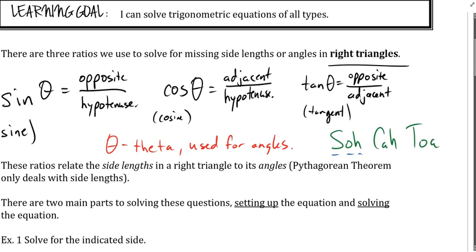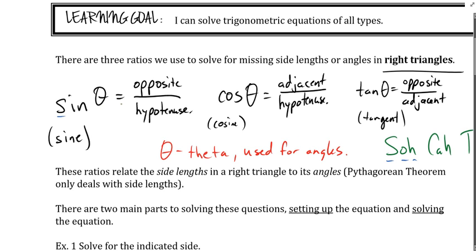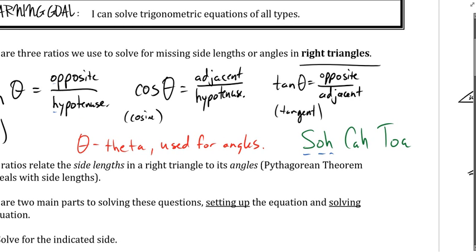SOH stands for sine is opposite over hypotenuse. So you need to know the word. You need to know how to spell it, Sohcahtoa, and then it gives you those three formulas. So cosine is adjacent over hypotenuse, and tangent is opposite over adjacent.